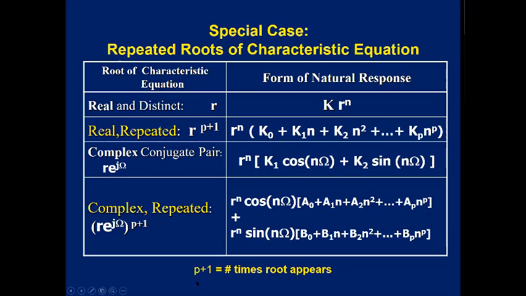So we say if the root appears p plus 1 times, so if it appears twice, p must be 1. We include terms in this expression all the way up to the n to the p term. So if p equals 1, I would only go up to n to the 1. If there's 3 roots that are the same, p is 2, and I would get a 0, n to the 1, and n squared term. Okay?